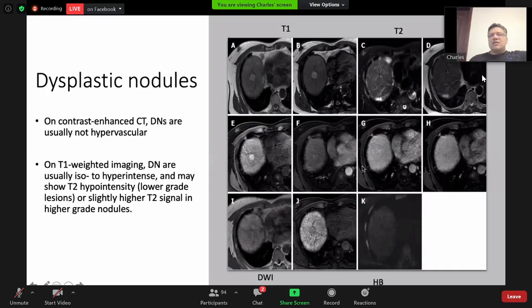And in the arterial phase, they may or may not have hyperenhancement, but they don't have washout in the portal or delayed phases. So dysplastic nodules are iso or hyper in T1. Low grade dysplastic nodules are hypo in T2, or they may be iso or hyper, and high grade dysplastic nodules are iso or hyper in T2 weighted images. And they might show arterial enhancement, but they never show venous washout in portal venous or delayed phases.